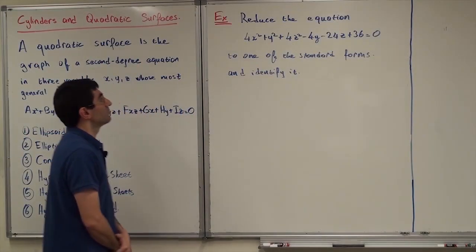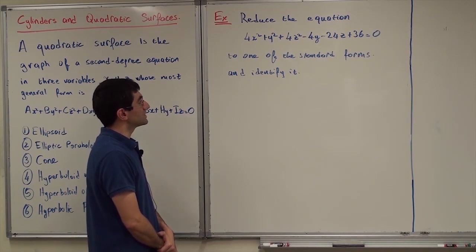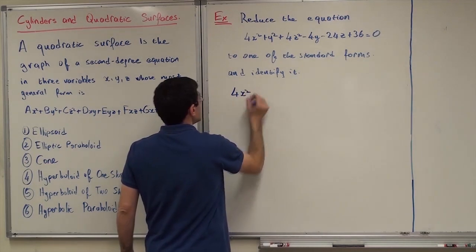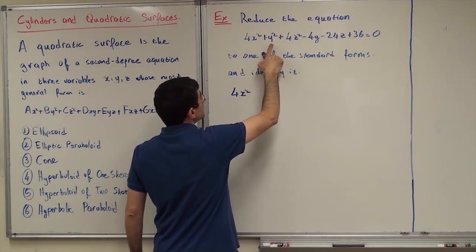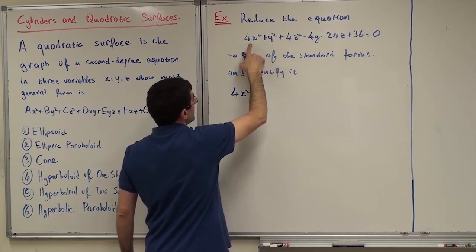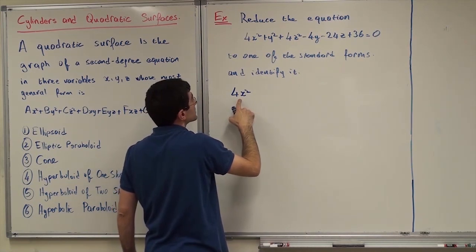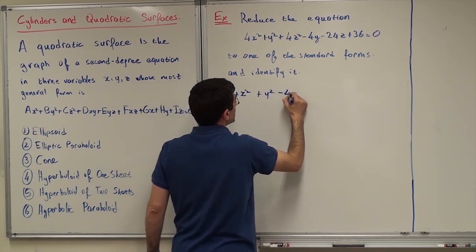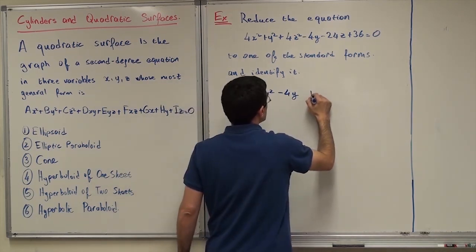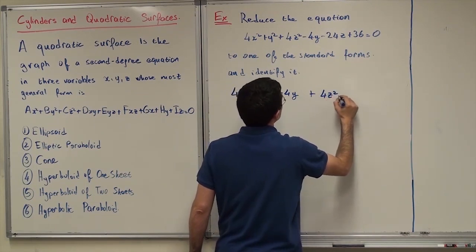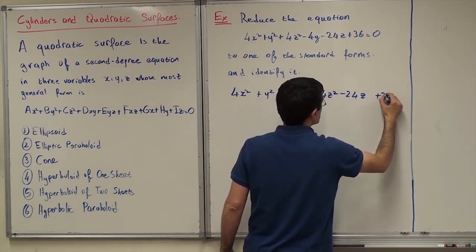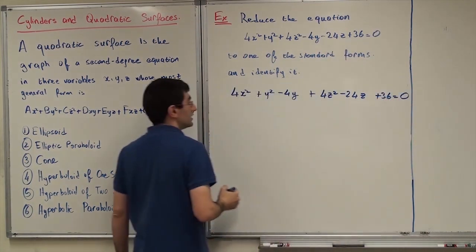In this exercise, we want to reduce the quadratic equation into one of the standard forms and then identify it. So, I am going to first group the terms with x, y, and z in it. There is only one term with x in it, that's 4x squared. The terms with y in it are y squared and negative 4y. And the terms with z in it are 4z squared minus 24z. And then we have also the constant 36. So the equation is equal to 0.